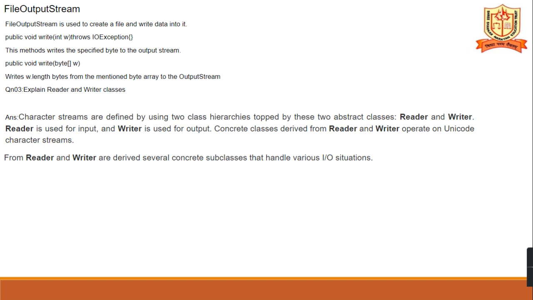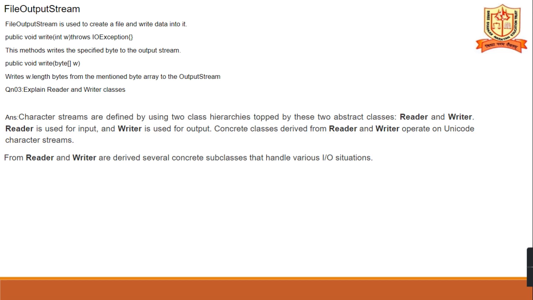FileOutputStream is used to create a file or write data into it. So public void write(int w) throws IOException. This method writes the specified byte to the output stream. Same thing, the write method with an array of bytes will write the array. And next, explain the reader and writer classes.